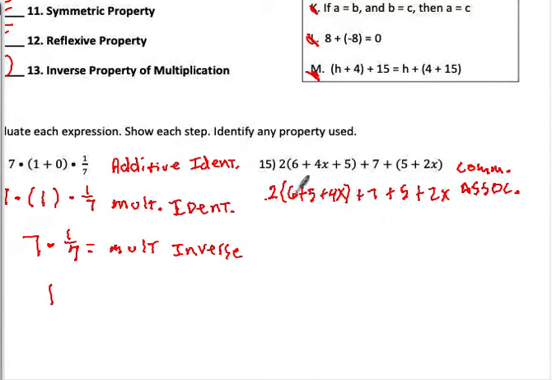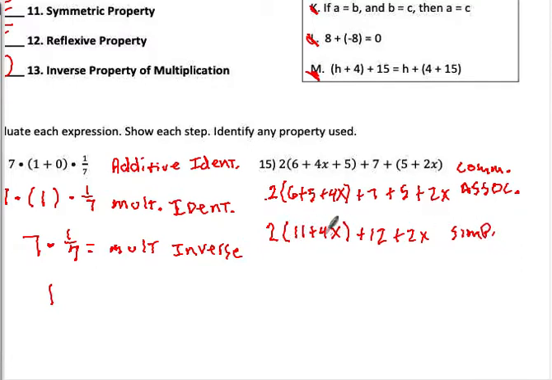Next, I can just simplify some things here, right? I can do 2 times 11 plus 4x. That's all I've done is simplify. 7 plus 5 is 12. I can add these because they're not affected by what's in the parentheses. So plus 12 plus 2x. So all I've done there is simplify.